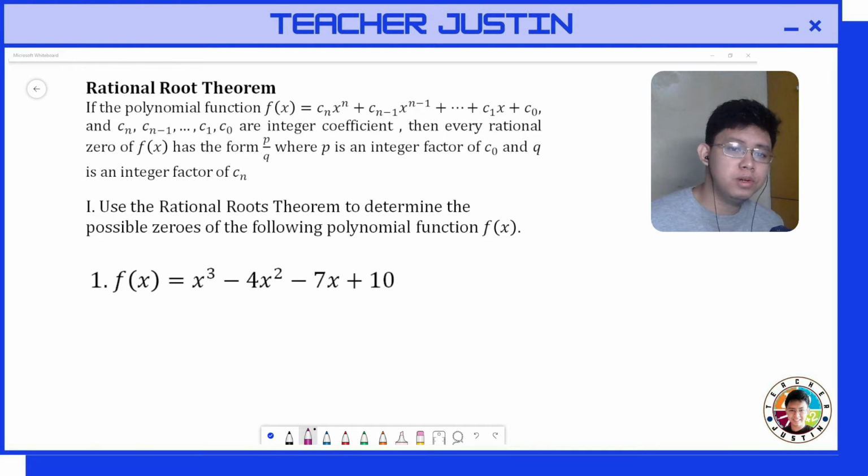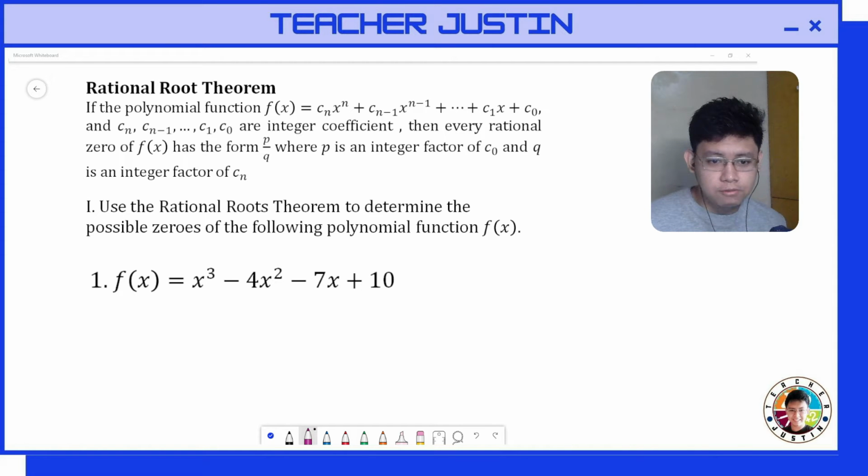On today's topic, we're going to talk about the Rational Root Theorem. What is the Rational Root Theorem? The Rational Root Theorem is a method that we can use in order for us to determine the possible zeros of our polynomial function. So let's have an example in using the Rational Root Theorem.